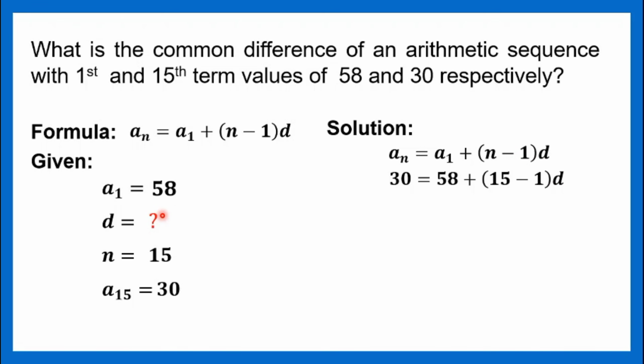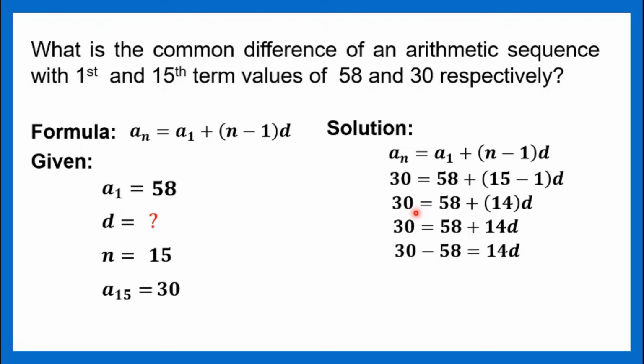30 is equal to 58 plus 15 minus 1 times d. Ayan. And, PEMDAS, so nasa loob muna. So, 30 is equal to 58 plus 14 kasi 15 minus 1 times d. And multiply. 14 times d. Tanggalin mo lang yung parentheses. So, that will give us 30 is equal to 58 plus 14d. And, kailangan maiwan yung may d. So, ilipat muna natin si 58. Kapag nilipat yung 58, magiging siyang negative 58. So, ito yung lalabas. 30 minus 58 is equal to 14d.